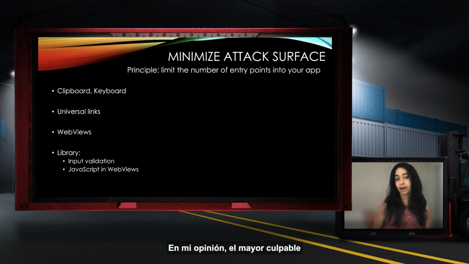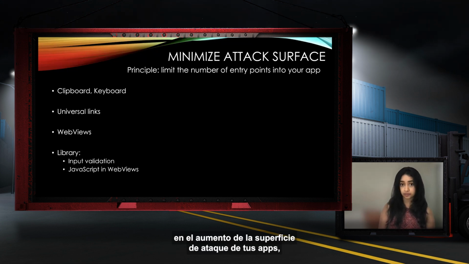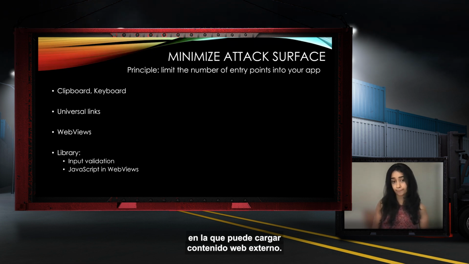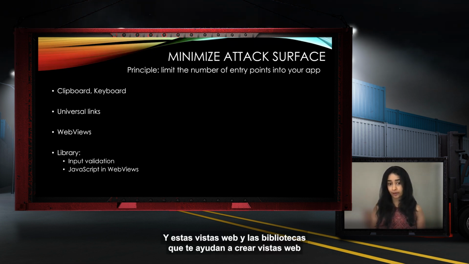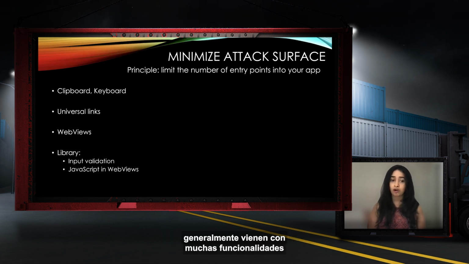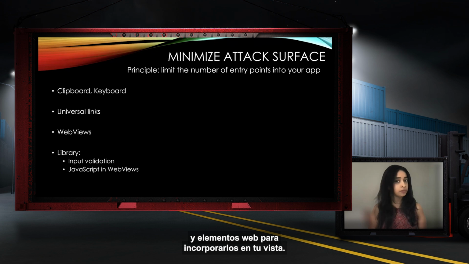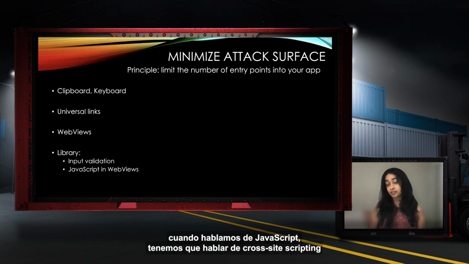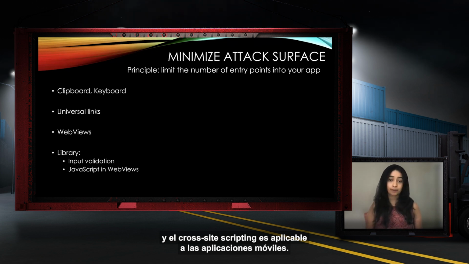The biggest culprit, in my opinion, in increasing your app's attack surface is the usage of web views. A web view is like having a mini browser page inside your application in which you can load external web content. And these web views and the libraries that help you create web views usually come with a lot of features and web elements to incorporate in your web view. And one such risky component is JavaScript. When we talk about JavaScript, we have to talk about cross-site scripting. And cross-site scripting is applicable to mobile applications.